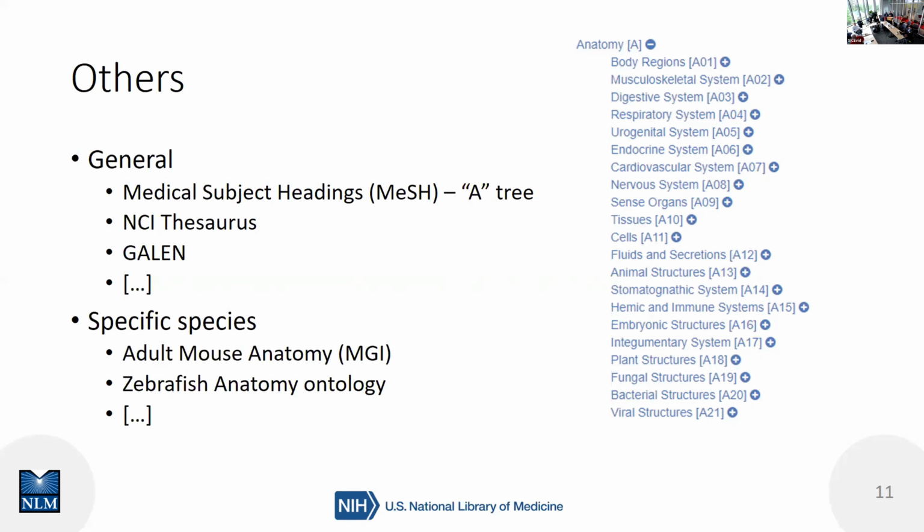The NCI thesaurus was mentioned this morning. There's a nice representation of anatomy, and there was actually a nice representation of anatomy in the Galen project. That was a project that's almost contemporary of the UMLS, that was developed in Europe by Alan Rector and his team in the early 1990s, and they created a description logic representation of biomedicine, including anatomy. And of course, for specific species, there are specific ontologies, and only a few of them are mentioned here.